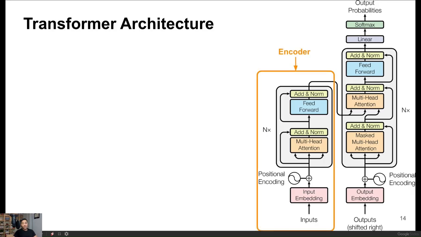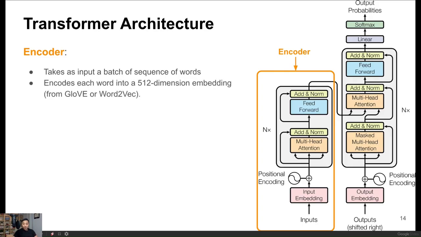So first, we're going to have an encoder, just like our RNN with attention. The encoder takes in input a batch of sequences of words. It will encode each word into embeddings. This is a 512-dimension embedding using GloVe or word2vec. And then it's also stacked N times. So these are layers after layers of attention. I think the original paper used 6 layers of encoder and decoder in total.